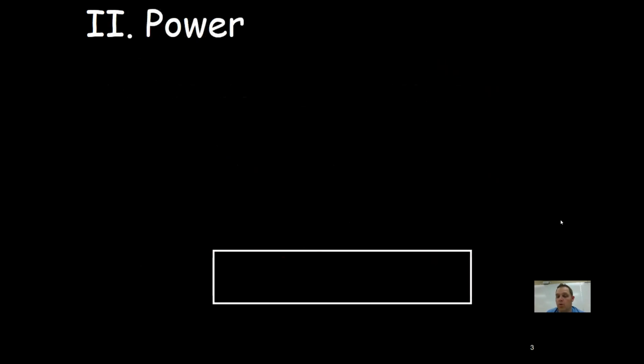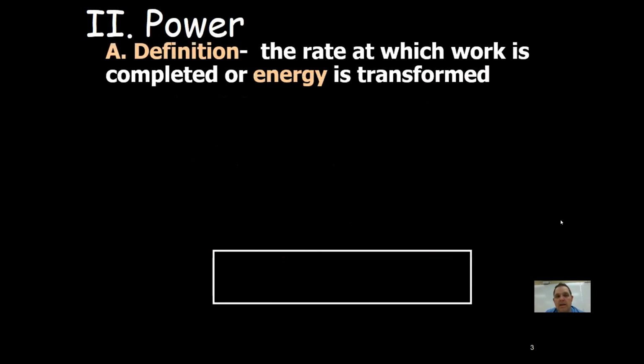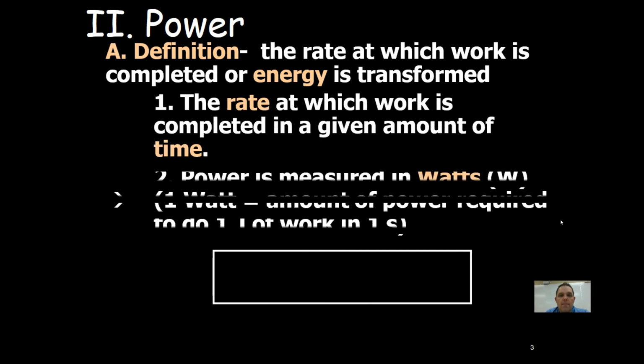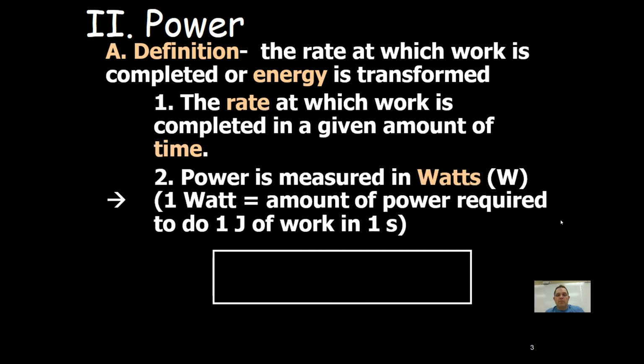Now, going along with work is power. Power is the rate at which work is completed or energy transferred. So work and power are very closely related. This is definition number 7 on your packet. Power is measured in watts. If you talk about light bulbs, you have a 60-watt light and so forth. This is how much work to do 1 joule of work in 1 second.